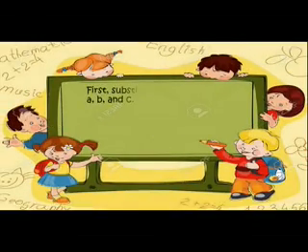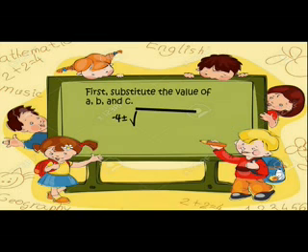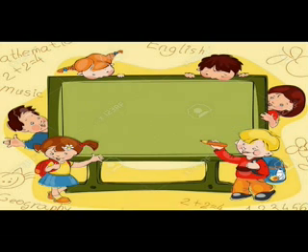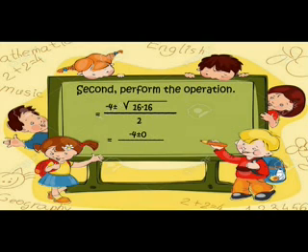First step is to substitute the values of a, b, and c. We will have negative 4 plus or minus the square root of 4 squared minus 4 times 1 times 4, over 2 times 1. Second step is to perform the operations given. Negative 4 plus or minus the square root of 16 minus 16, over 2. This will be equal to negative 4 plus or minus 0 over 2.